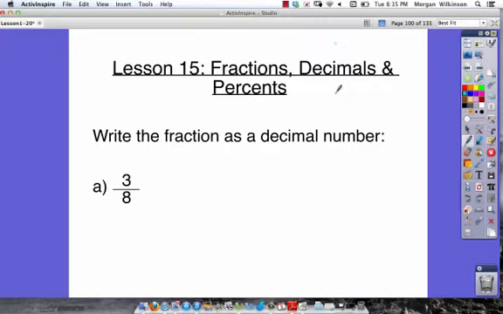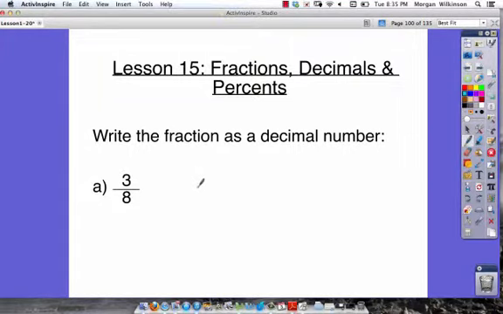Lesson 15 is about fractions, decimals, and percents. And the first problem asks us to write the fraction below as a decimal number. The fraction that we're given is 3/8. Now if we're given 3/8 as our fraction and we want to write it as a decimal, well, if you know what it is in your head, that's great.